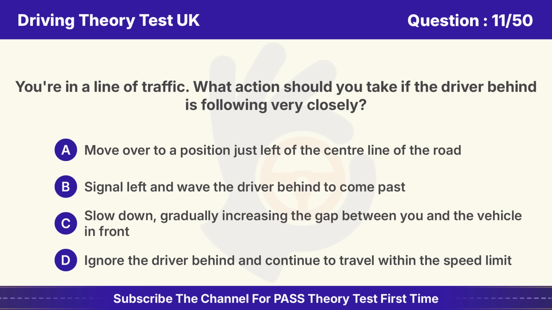Question 11. You're in a line of traffic. What action should you take if the driver behind is following very closely? Option A. Move over to a position just left of the center line of the road. B. Signal left and wave the driver behind to come past. C. Slow down, gradually increasing the gap between you and the vehicle in front. D. Ignore the driver behind and continue to travel within the speed limit.